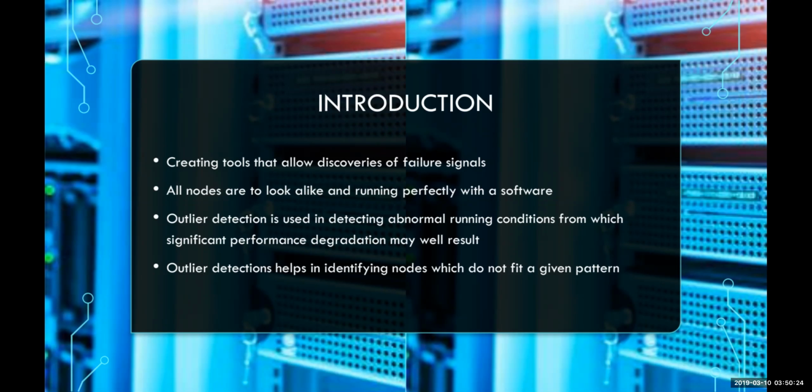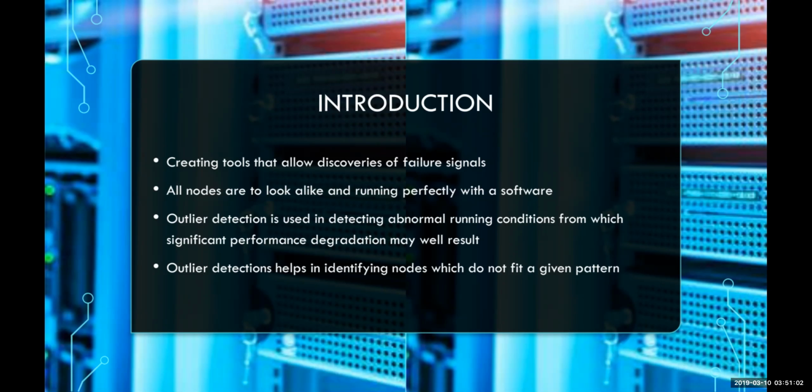Also, all nodes are to look alike and run perfectly with the software. And outlier detection is used to detect abnormal running conditions from which significant performance degradation may well result. Also, outlier detection helps in identifying nodes which do not fit a given pattern. We'll also be talking about the use of mean and standard deviation to detect potential problems.